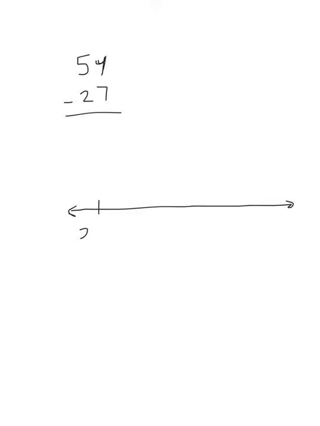we have 27 and the bigger number is 54. Remember, the larger number goes to the right of the number line because you go from 0 up to whatever the number is. So if I thought about it, well, how am I going to get from 27 to 54?